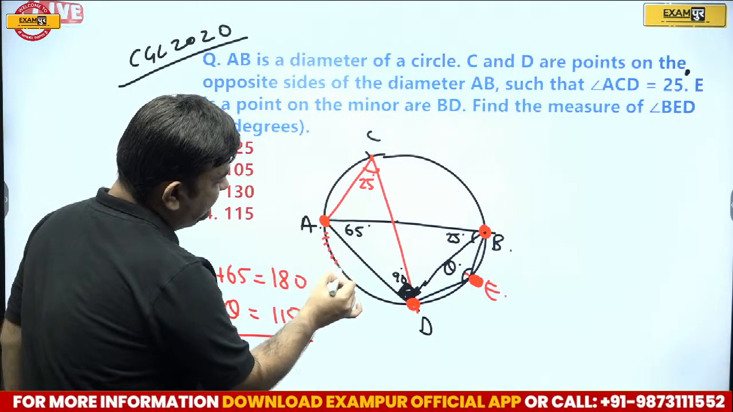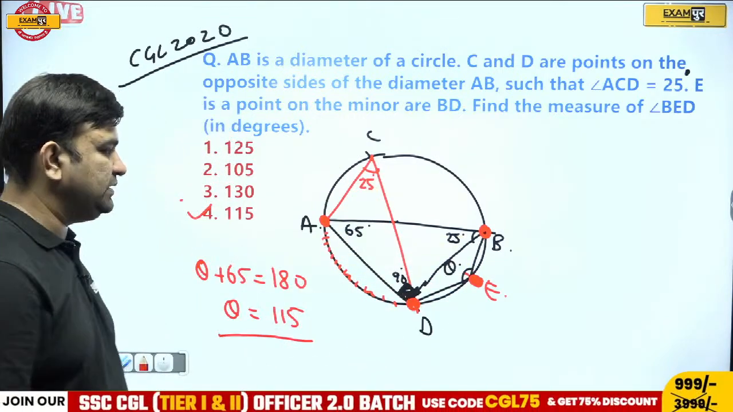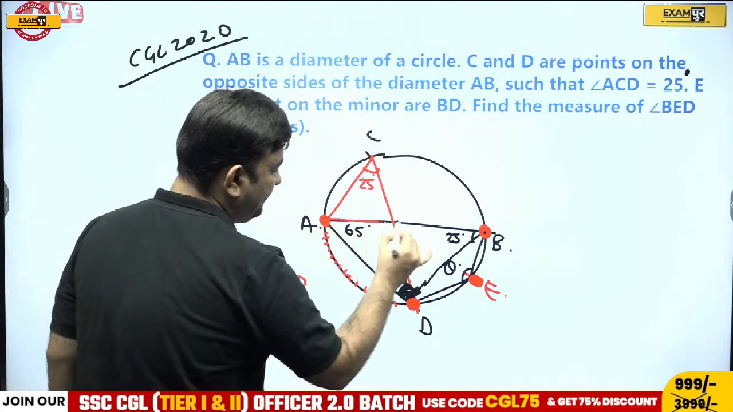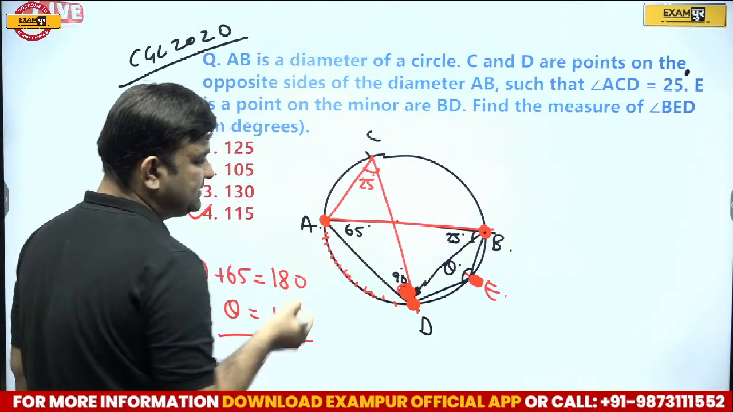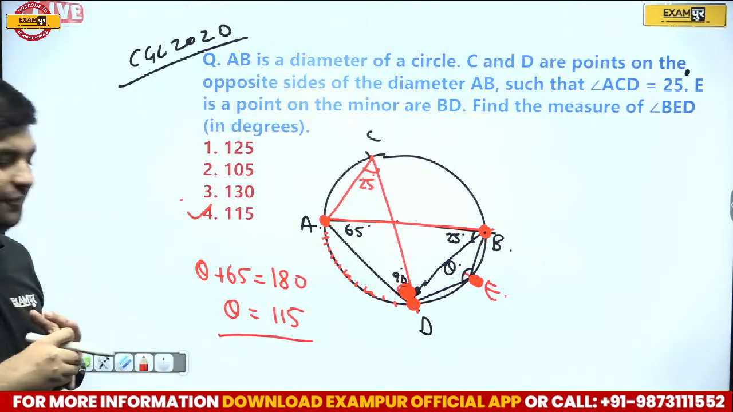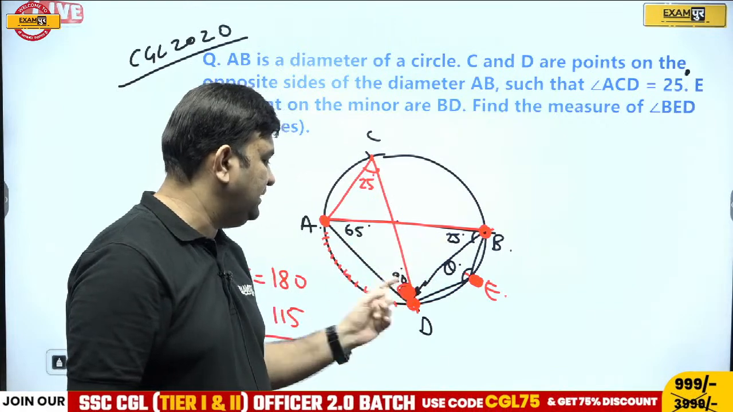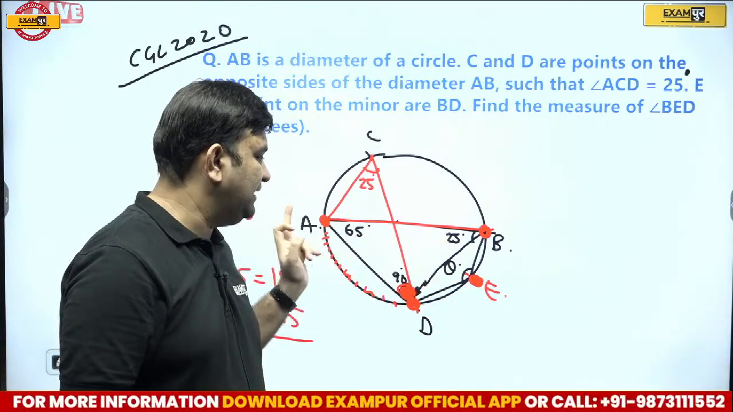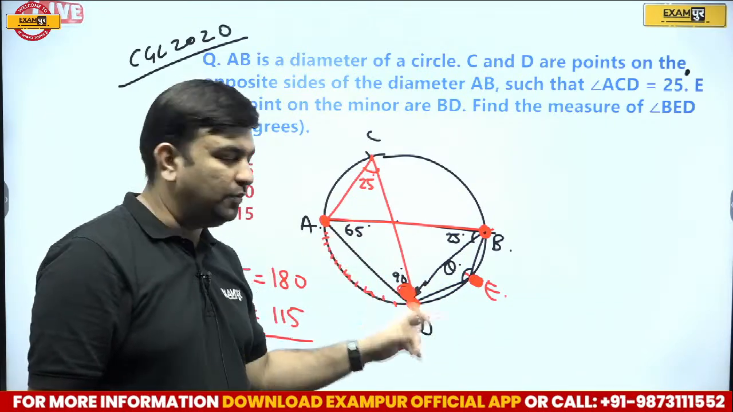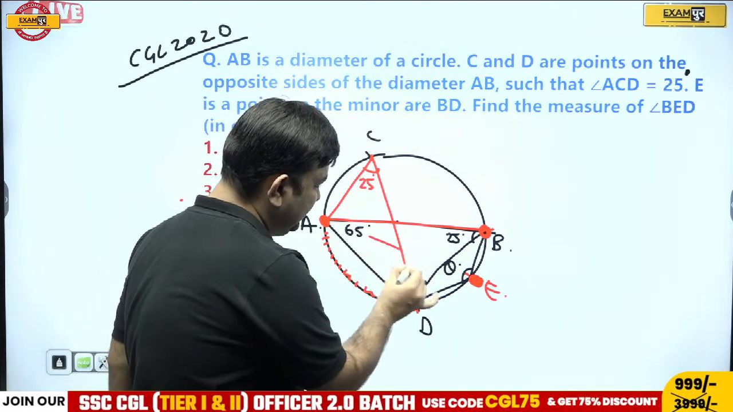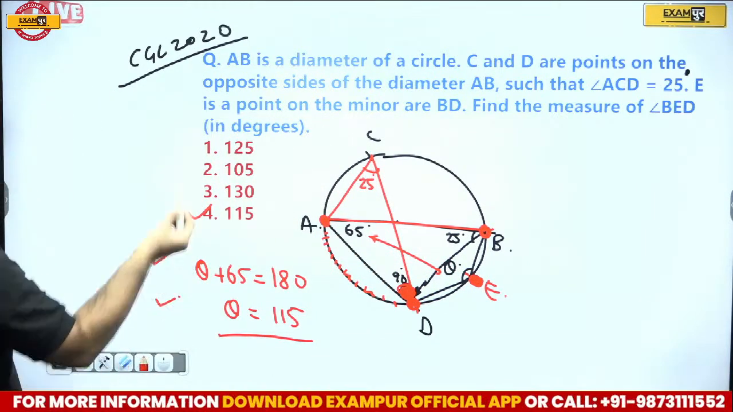If arc AD subtends 25 degrees at this point, then it will also subtend 25 at this point. This is the diameter. Diameter subtends 90 degrees at the circumference, so 90, 25, 65. 90, 25, 65. So 6 plus 2, 8, and 90 plus 90 is 180. Now this is a cyclic quadrilateral formation as well. If one angle is 65, then the opposite angle is this.